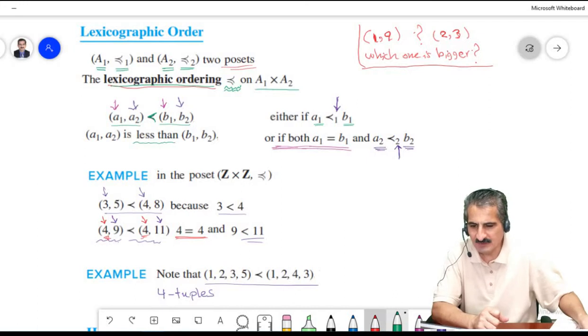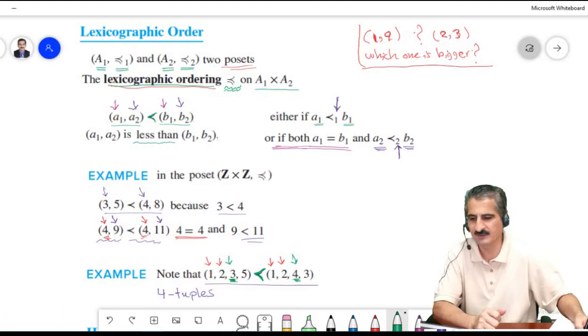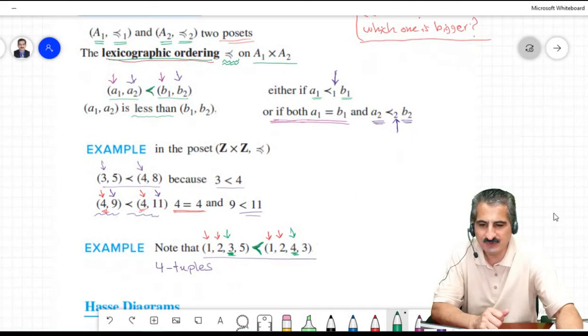Now we go to the first coordinate. They are the same, so we cannot decide. Then we go to the second coordinate. They are the same, so we cannot decide. But look what happened. We went to the third coordinate. We found this to be 3, and the third coordinate here is 4. So we will say that this n-tuple is less than the one to the left. Okay, so this is what is called lexicographical ordering.